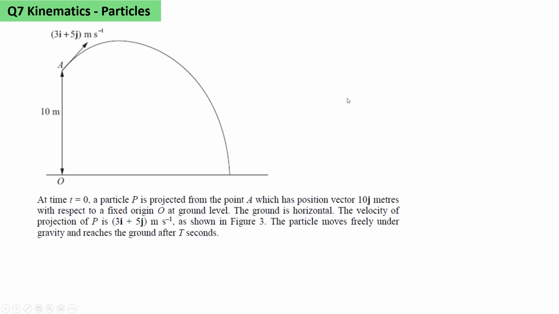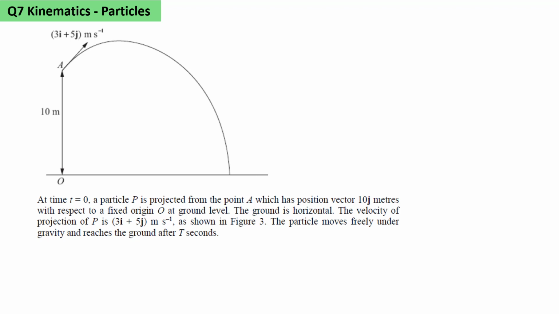Question 7, kinematics. This is a projectiles problem. At time t equals 0, a particle P is projected from the point A, which has position vector 10j, with respect to the fixed origin O at ground level, and the ground is horizontal. The velocity of projection is 3i plus 5j meters per second.